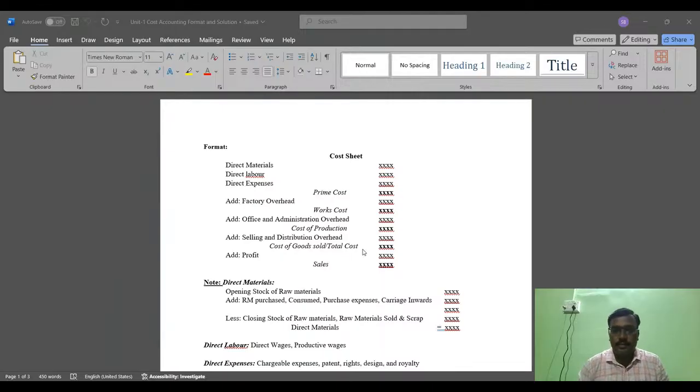Cost sheet. What do you mean by cost? Cost is the expenses incurred to manufacture a product. Say, for example, material, labor, factory expenses, office expenses, administration expenses, selling expenses, and distribution expenses. All those things are called cost.